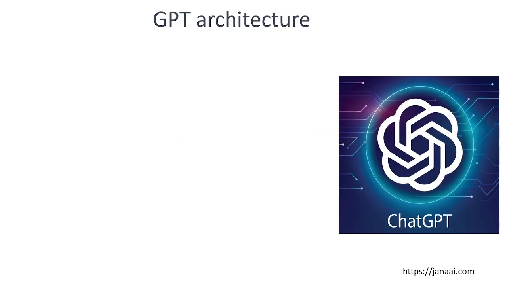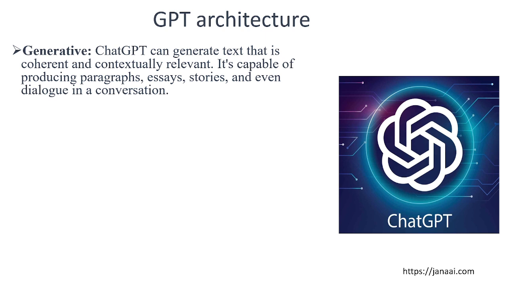Now we'll discuss what GPT stands for. The G is for generative. What does generative mean? ChatGPT can generate text that is coherent and contextually relevant. Whatever input text you are giving, from this text only, it can generate coherent and contextually relevant text. It's capable of producing paragraphs, essays, stories, dialogues and conversations, as I discussed earlier. Many tasks can be done by this generative model.